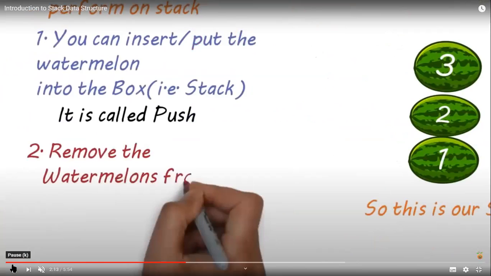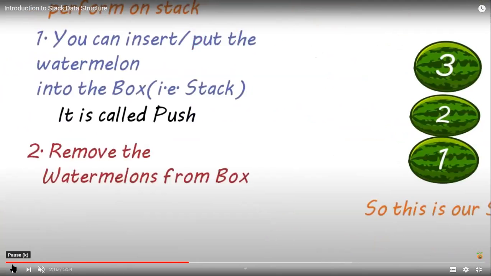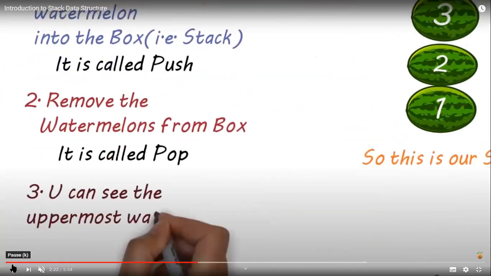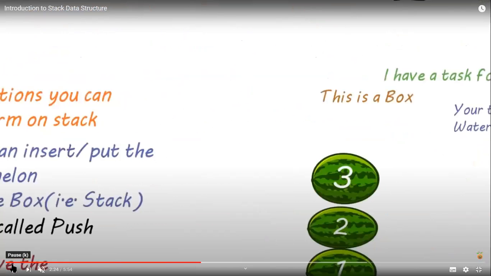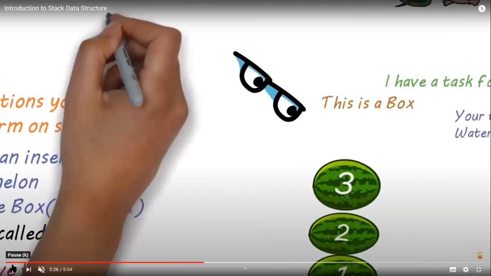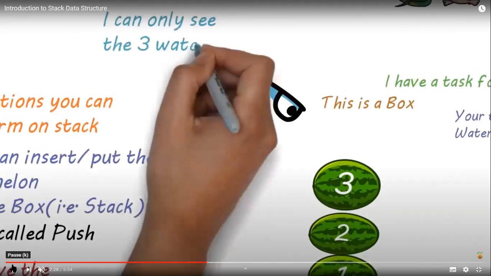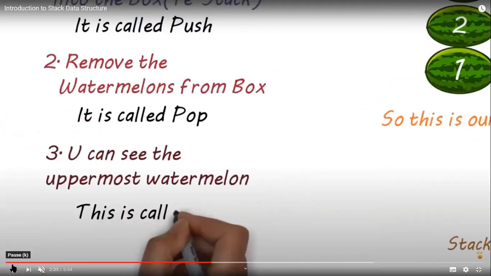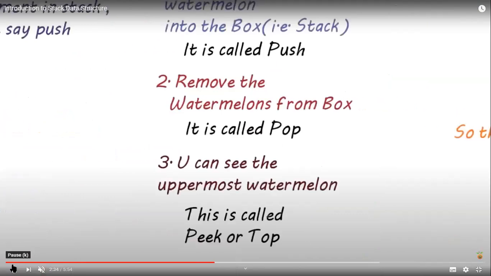The second is to remove the watermelon from the box. So it is called as pop operation. What we have to do is remove the watermelon from the box. You can see the topmost, it is numbered as 3. So that is called as top.